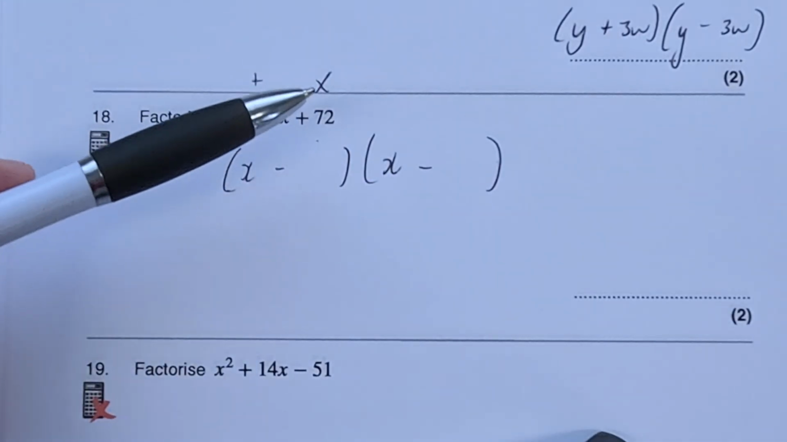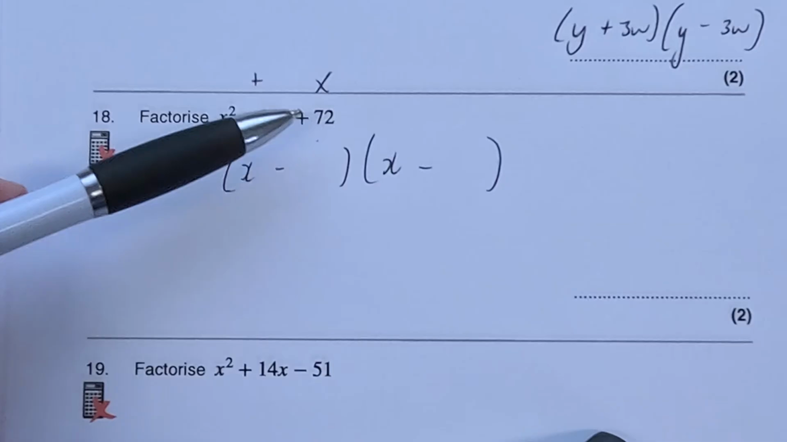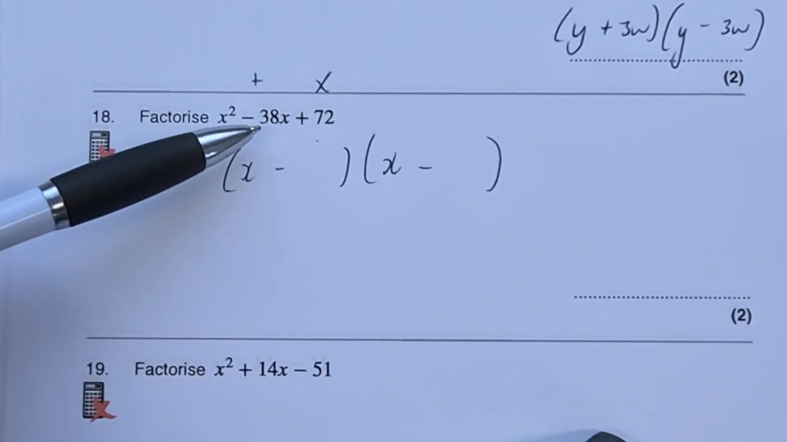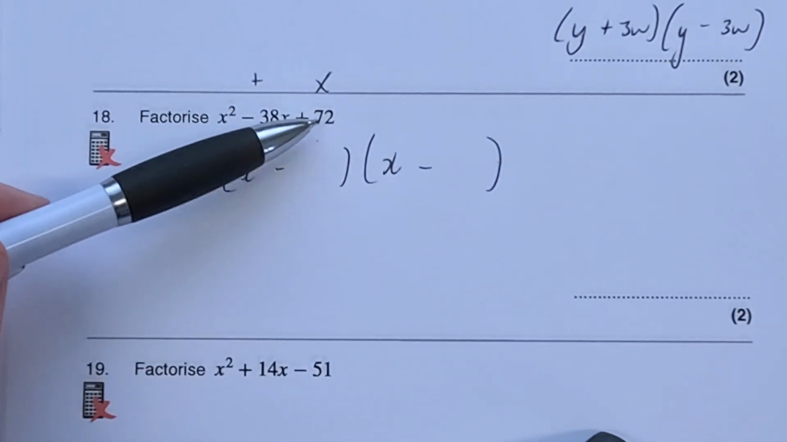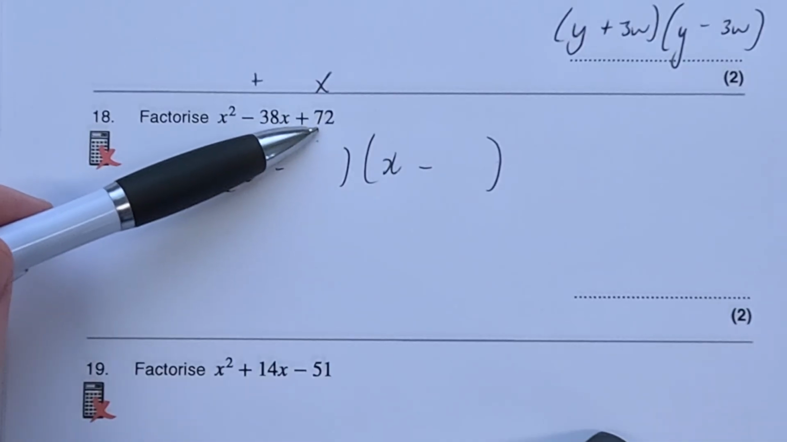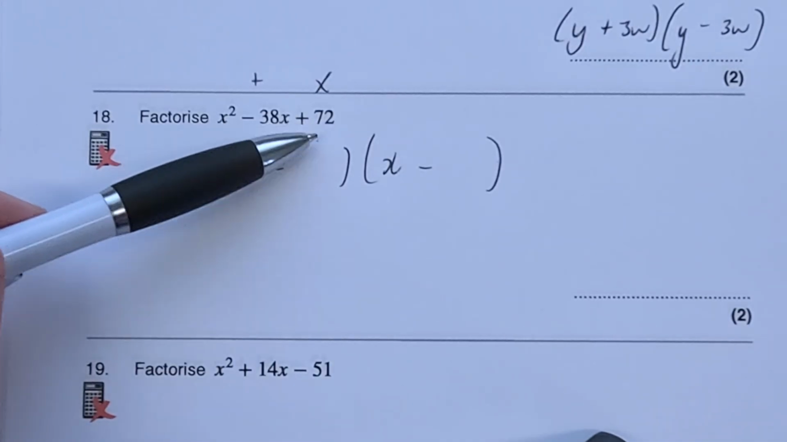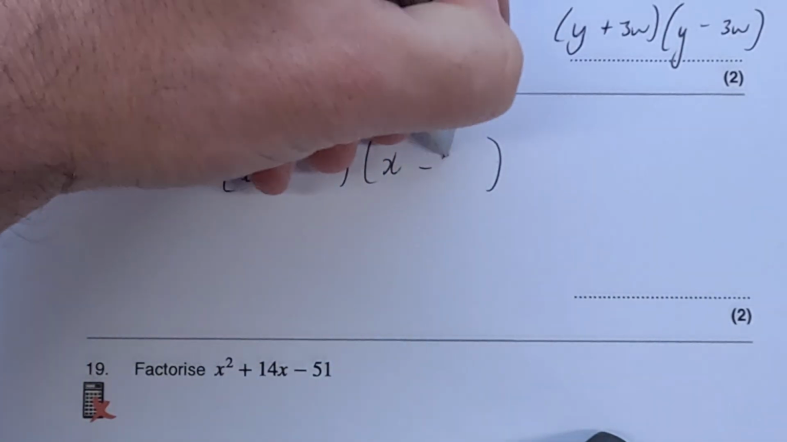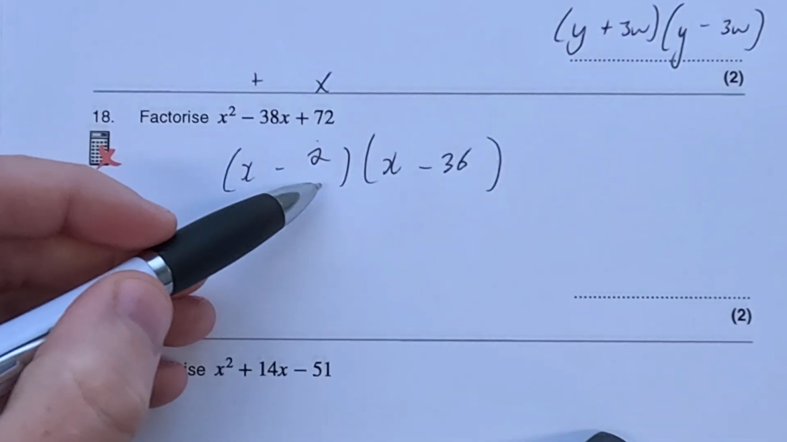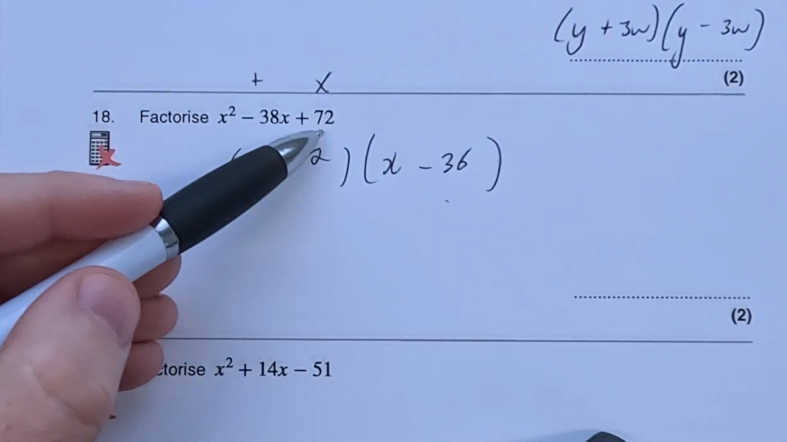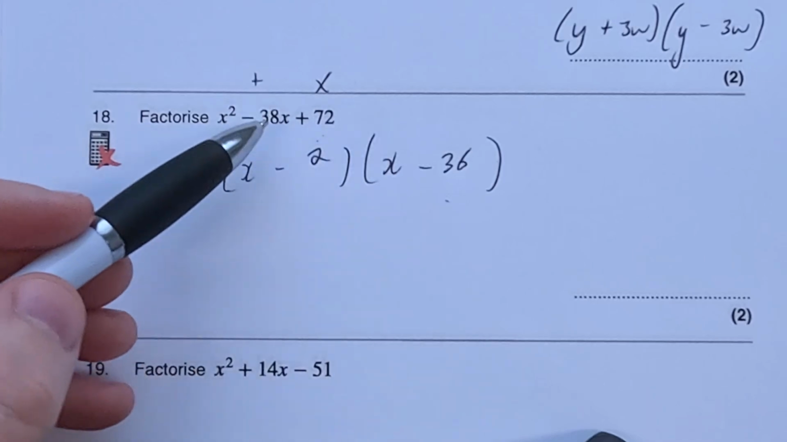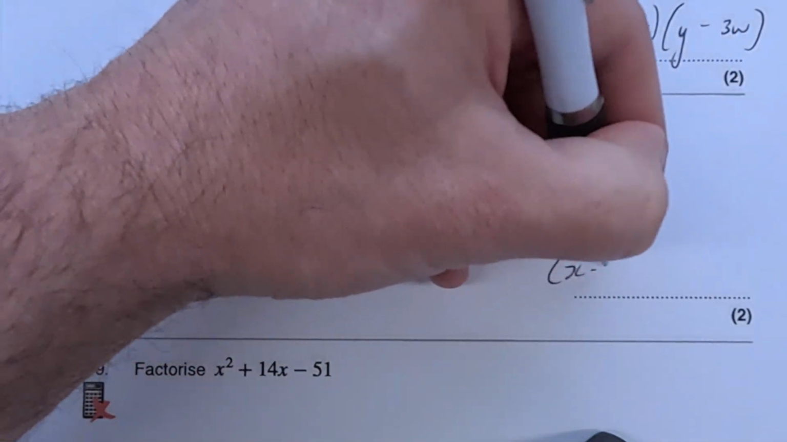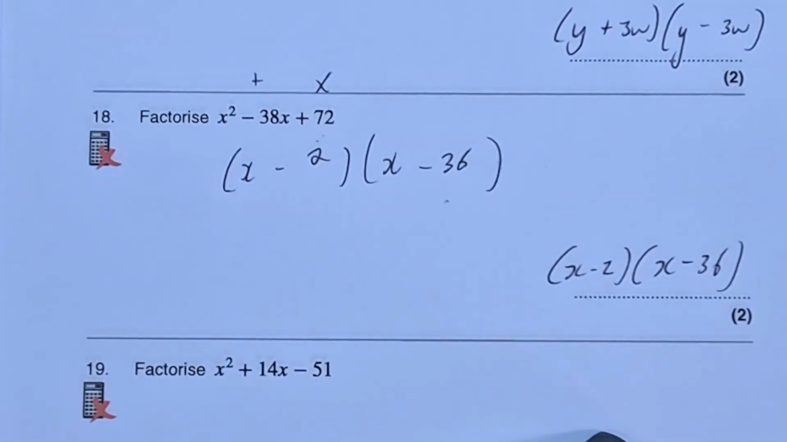In terms of two numbers that times together to be 72 and add together to be minus 38, I'm thinking 2 and 36, because 2 times 36 is equal to 72, and minus 2 plus minus 36 would be equal to minus 38. So it's going to be minus 2 and minus 36. Let's just check that: minus 2 times minus 36 is 72, and minus 2 plus minus 36 is minus 38. So that's it: x minus 2 and x minus 36. Okay, let's look at our next question, question number 19.